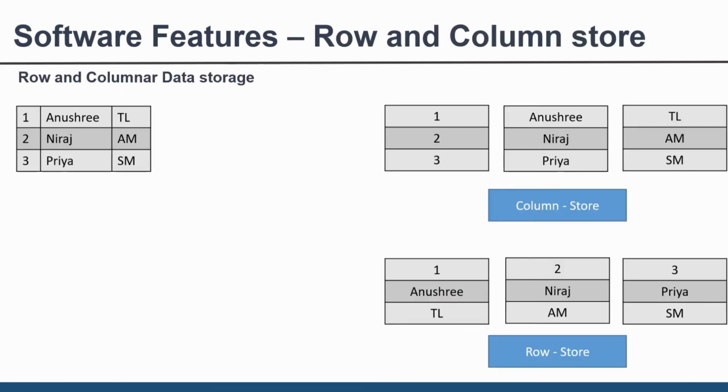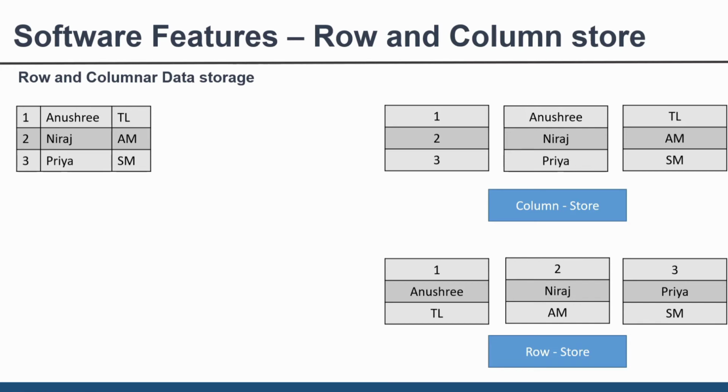So if you talk about row and column store tables, how will a row store table look and how will a column store table look? You can see on the left hand side, you need to store this data. The first row is 1 Anushri TL, second row is 2 Neeraj AM, third row is 3 Priya SM. If you want to store this data in row store, you can see how it will look. The below one and the upper one, you can see 3 columns. First column is 1 2 3, second column is name, third column is their designation. So this way you will be able to store the data in row store as well as in column store.